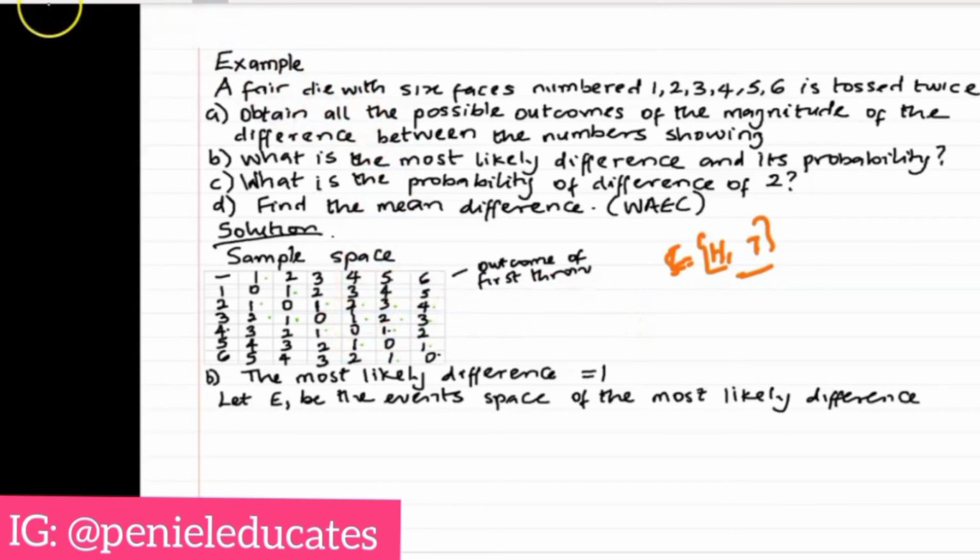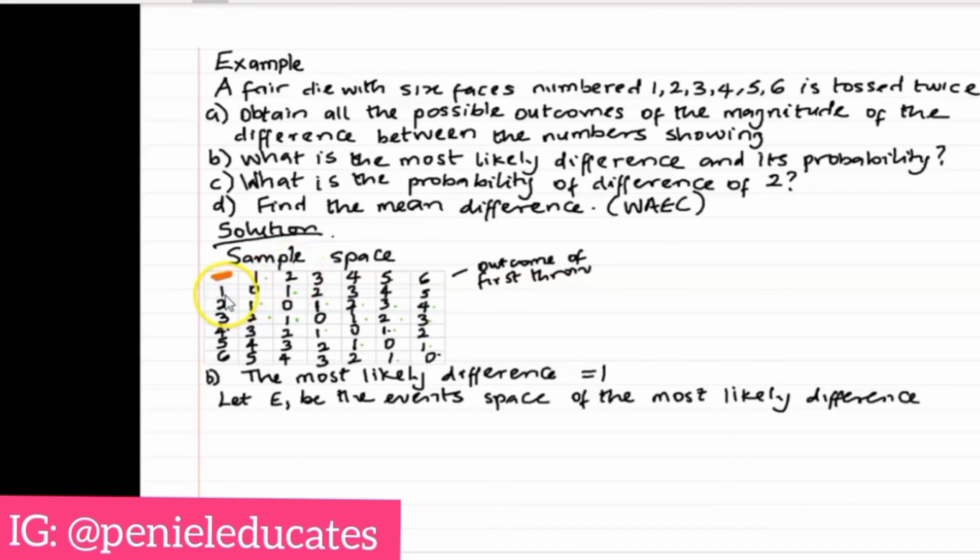We said a fair die with 6 faces, numbers 1 to 6, is tossed twice. So this is the first one, this is the second one. Now, obtain all possible outcomes of the magnitude of the difference between the numbers showing. So we should obtain all the possible outcomes of the difference.